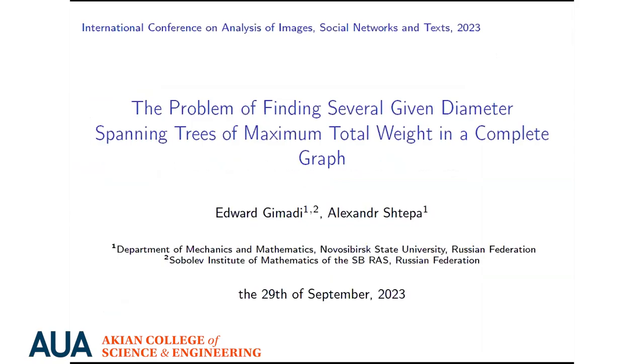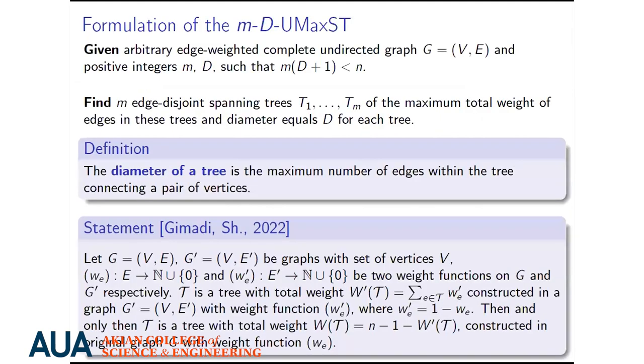Hello, my name is Alexander Shtepa, and I want to present our work with Eduard Khachaturovich Gimadi about the problem of finding several given diameter spanning trees of maximum total weight in a complete graph. First of all, let's formulate this problem. We have an arbitrary edge-weighted complete undirected graph G and positive integers M and D, which satisfy the following inequality. And we want to find M edge-disjoint spanning trees T1 through Tm of the maximum total weight of edges in these trees and diameter equal to D.